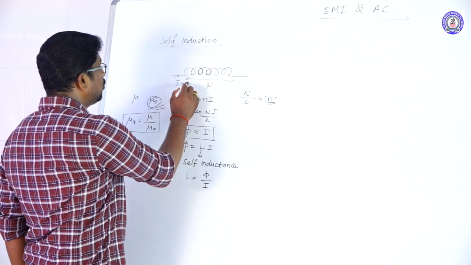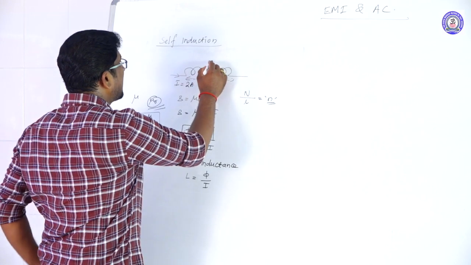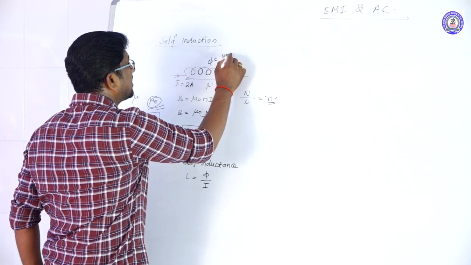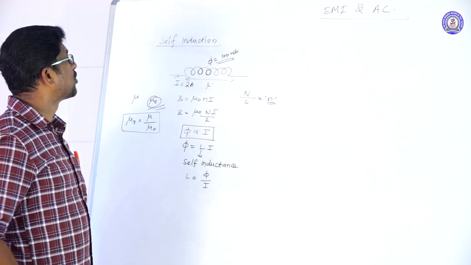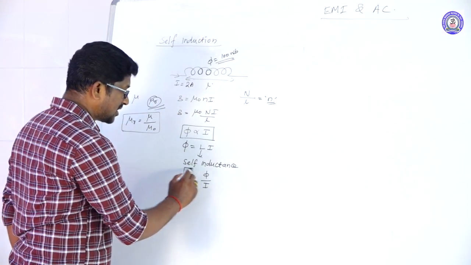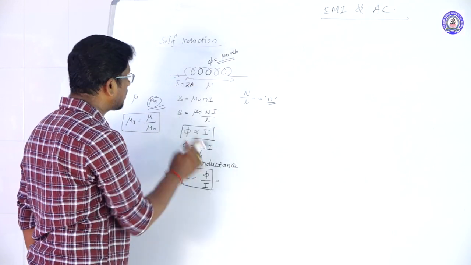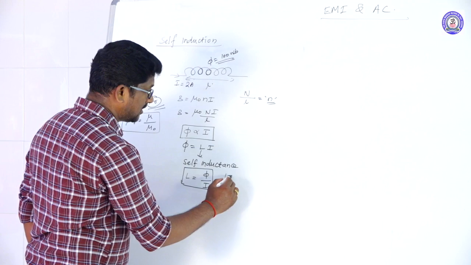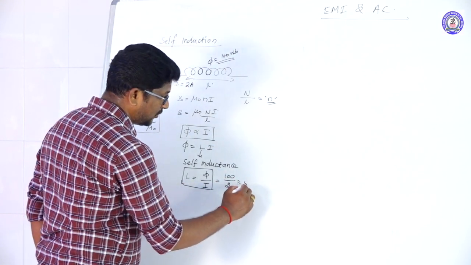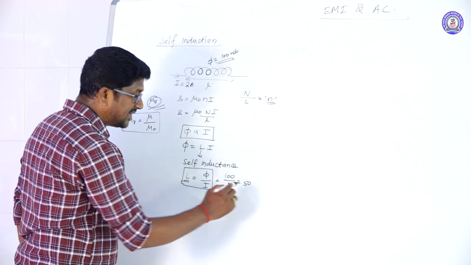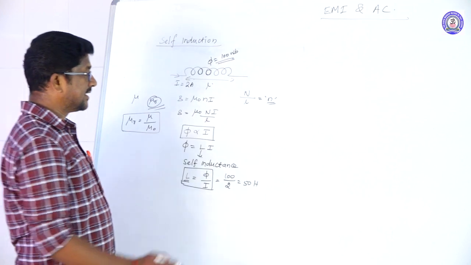Suppose a current of 2 ampere flows through the coil, which produces a total magnetic flux of 100 Weber in it. Then what is the self-inductance of the coil? The self-inductance of the coil can be calculated by using this relation. So the total magnetic flux linked to the coil due to the current is 100 and the current is 2. So 100 divided by 2, 50. The unit of self-inductance is Henry.